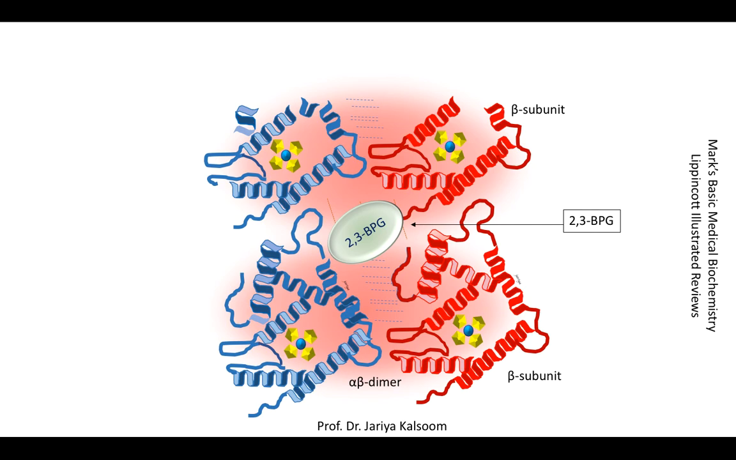When hemoglobin has a bound 2,3-BPG, red cells can modulate oxygen affinity for hemoglobin by altering the rate of synthesis or degradation of 2,3-BPG. One molecule of 2,3-BPG binds to a pocket formed by 2 beta globin chains in the center of the deoxyhemoglobin tetramer.